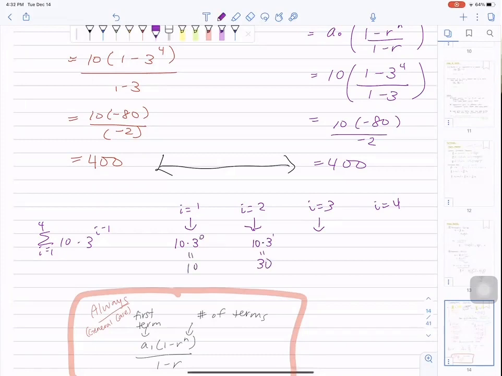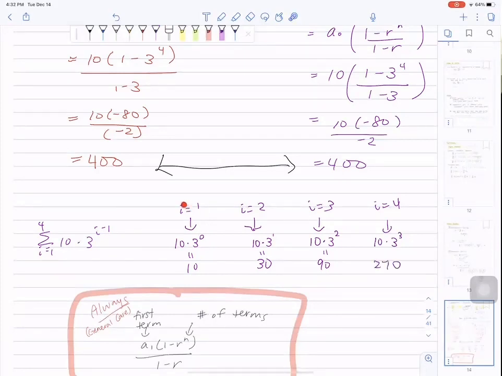Here's 10. When you plug in i equals 3, you get 10 times 3 to the 3 minus 1, which is 2. So that's 90. And etc. So you get 10 times 3 cubed, which would give you 270.